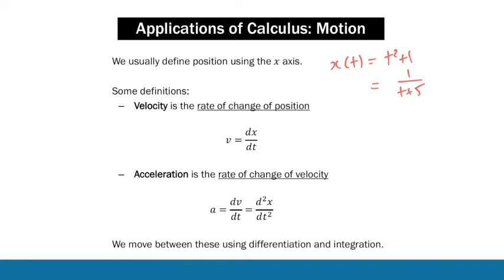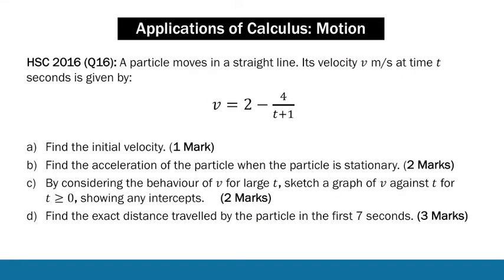There are a lot of different things that can be asked in motion questions, but again, I'm going to focus on one example from last year's HSC because A, it's the most recent, and B, it tests a lot of the common things. So let's get into it. This appeared in the last question of last year's HSC exam, and we're given a velocity formula: a particle moves in a straight line, its velocity after t seconds is given by this equation here. And then we're asked to do a few things.